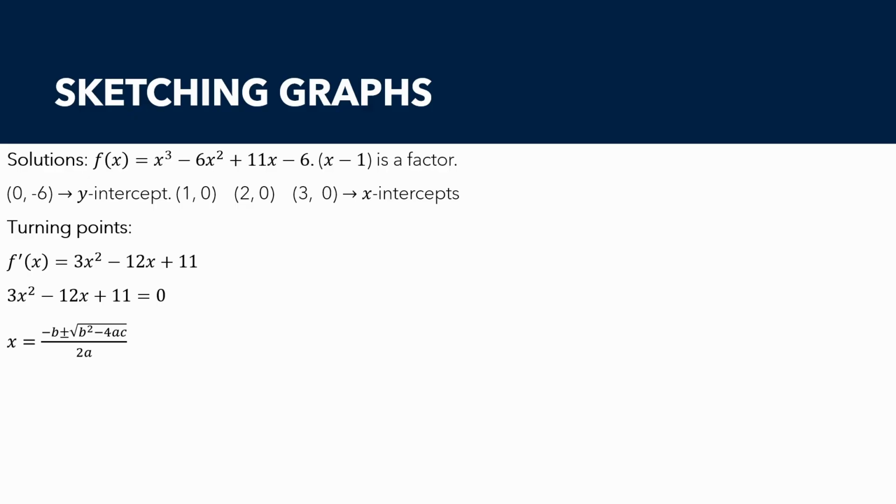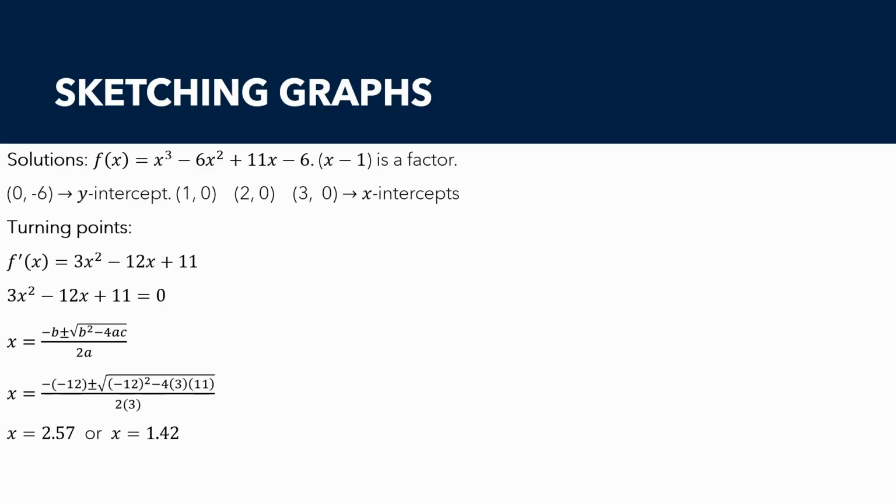I've introduced it, and substituting in everything, I get x equals negative 12 plus or minus the square root of negative 12 squared minus 4 multiplied by 3 multiplied by 11, all divided by 2 multiplied by 3, and that will give me x values of x is equal to 2,57 or x is equal to 1,42.